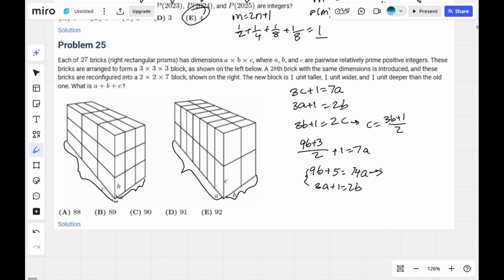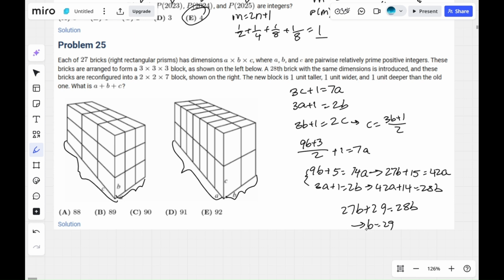So we can multiply the first one by 3, so 27b plus 15 is equal to 42a. And for the second one, we can multiply it by 14, so 42a plus 14 is equal to 28b. So now we can substitute 27b plus 15 for 42a. So this becomes 27b plus 15 plus 14, which is 29, is equal to 28b. So then b is equal to 29. And now we can solve for a and c.